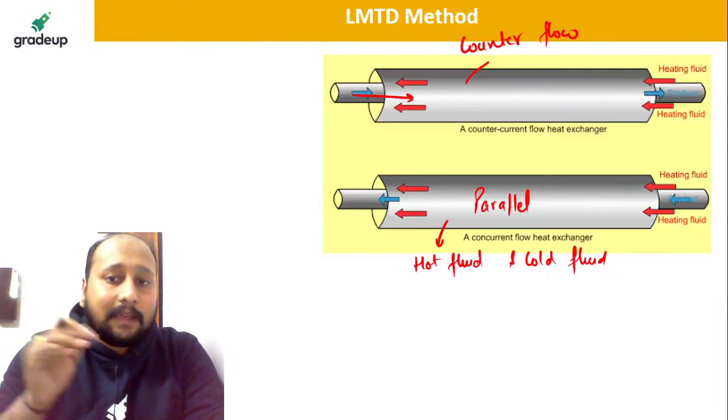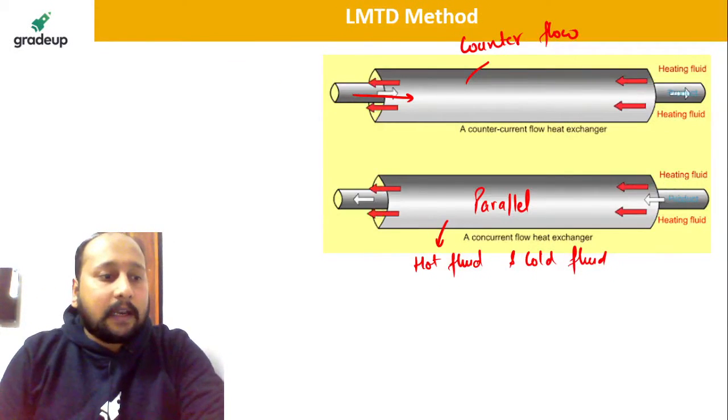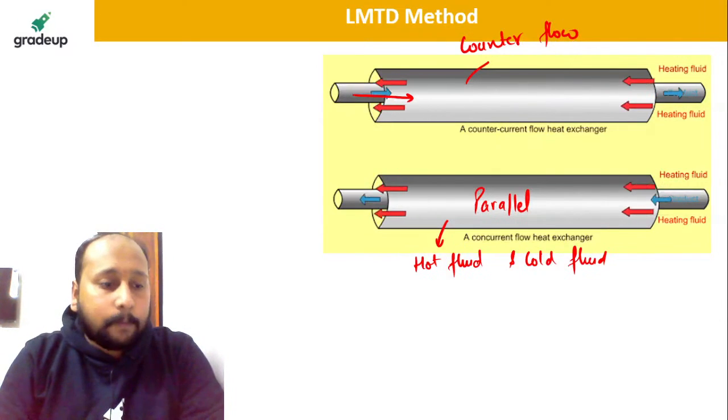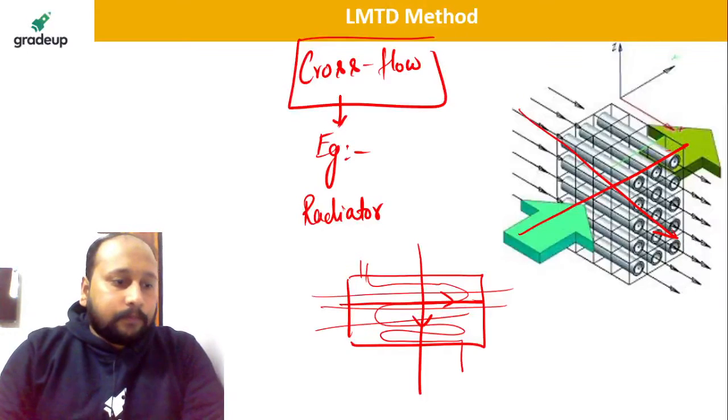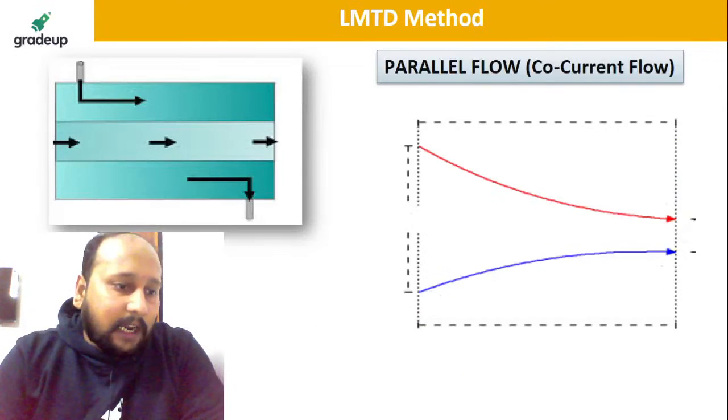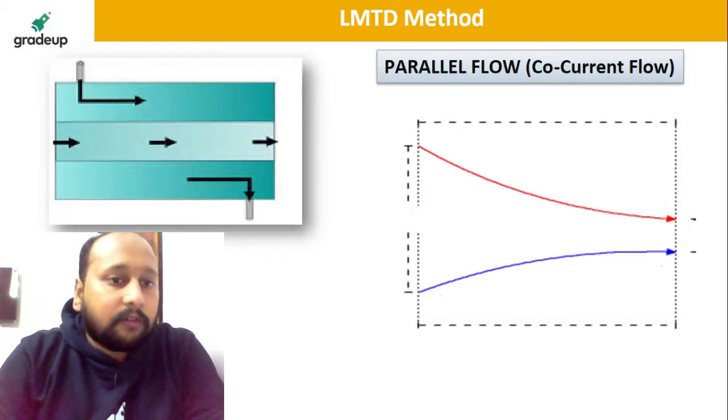If they're moving in the same direction, we call that a parallel flow, and if they're moving in the opposite direction, we call that a counter flow. Now let us quickly understand: if we have a parallel flow, what will be the temperature profile of a parallel flow?